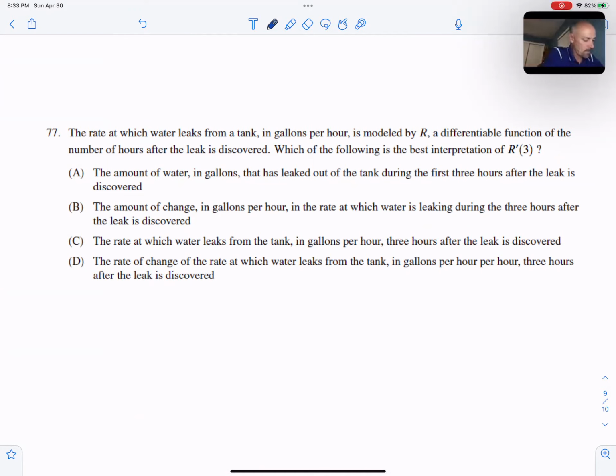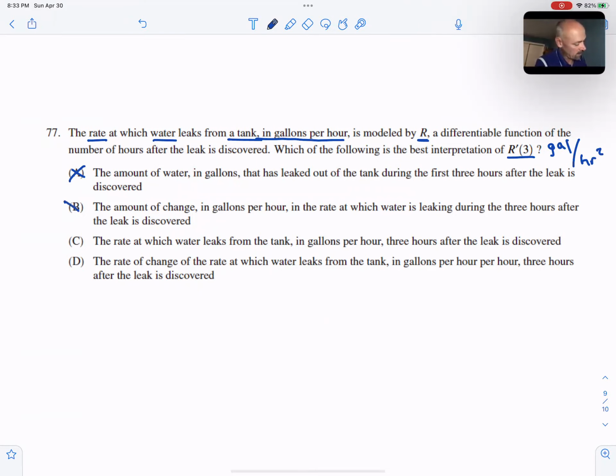Well, let's see. So again, R is the rate at which water leaks from a tank in gallons per hour. So if we want R prime, that's going to be the rate of a rate. So I'm looking here, the amount of water, that's not going to work. The amount of change in gallons per hour, well, I know my units for this need to be what? Gallons per hour per hour. So that's a good clue. Gallons per hour squared is what that needs to be in.